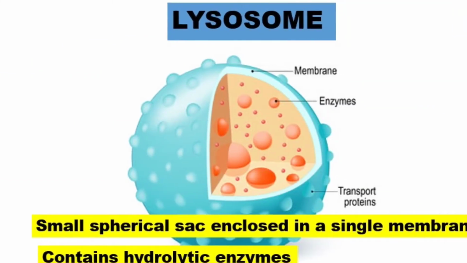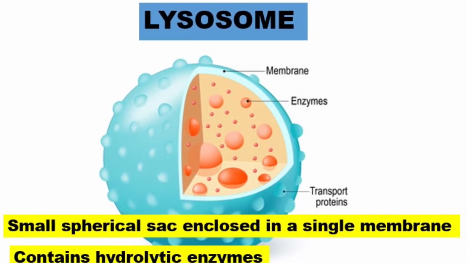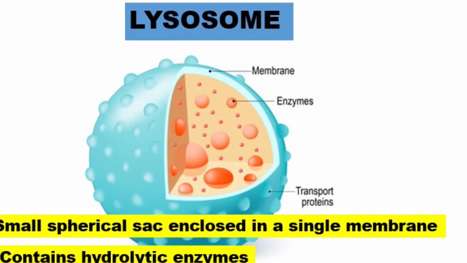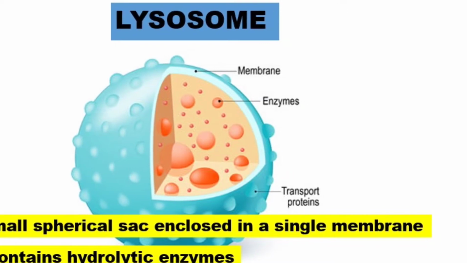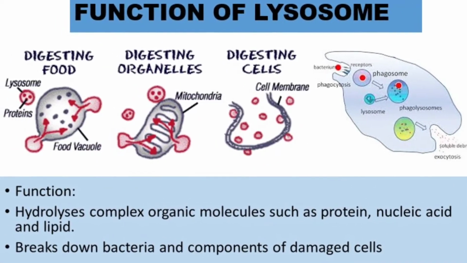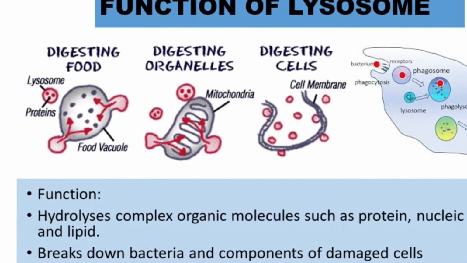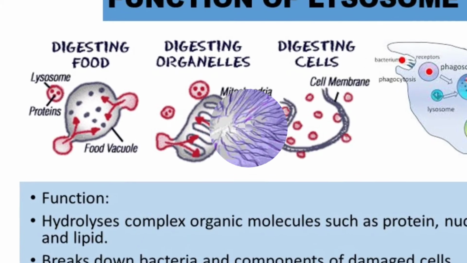Next, we are going to discuss the lysosome. It consists of a small spherical sac, has a single membrane and contains hydrolytic enzymes. The function of lysosome is to hydrolyze complex organic molecules and break down bacteria and components of damaged cells.